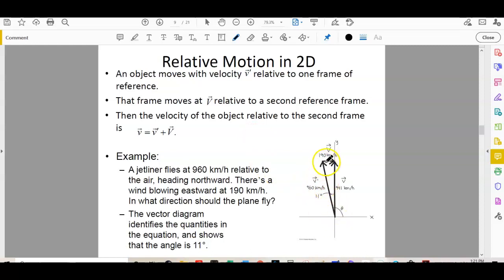So this is the hypotenuse and this is opposite this angle theta. To get theta, well, the sine of theta is going to be equal to 190 kilometers per hour, the velocity of the air, divided by 960 kilometers per hour for the velocity of the plane. And so to get theta, you're going to have to take the inverse sine of those two things, right? Inverse sine of the velocity of the air over the velocity of the plane, right?